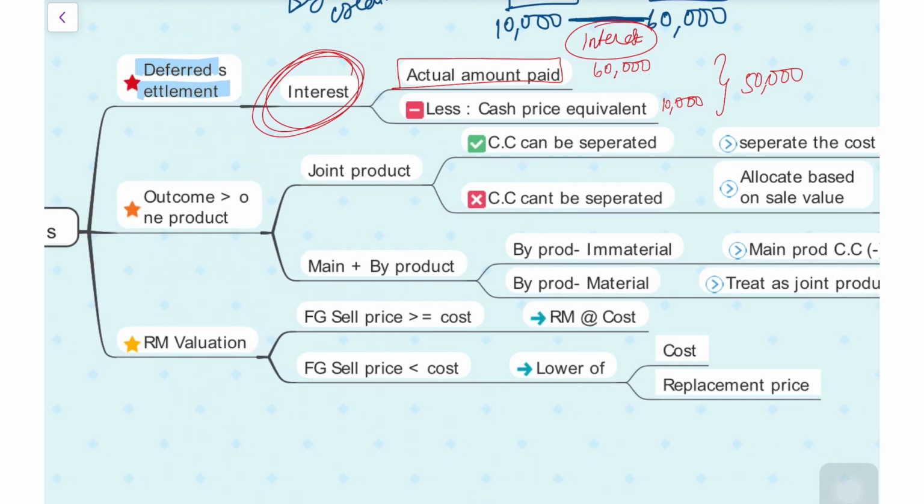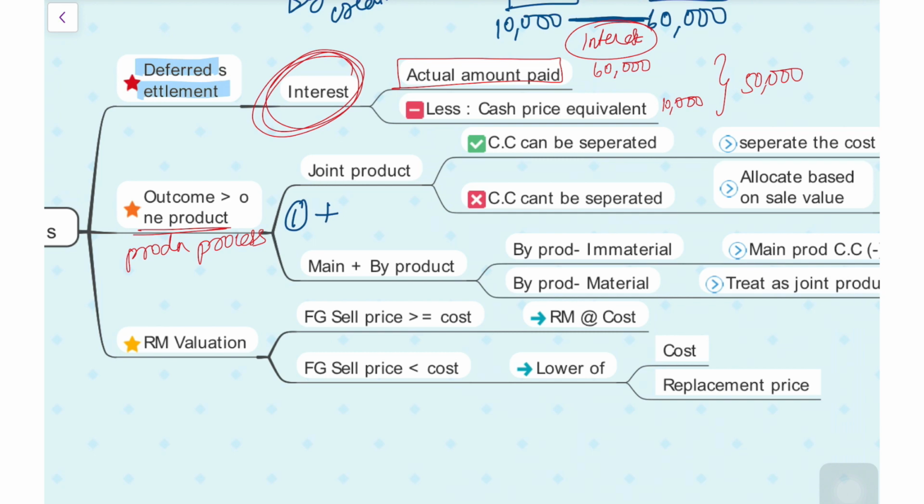Now talking about the next part. When we talk about outcomes of a product, you do some production process, and when the production process is over, you don't only get one product, but you also get another product. That is, you are producing more than one product in one production process itself.